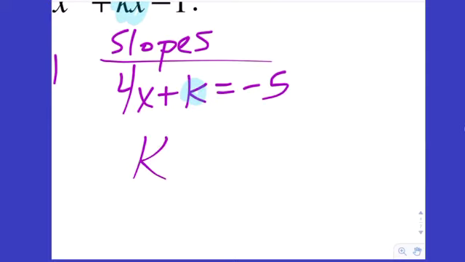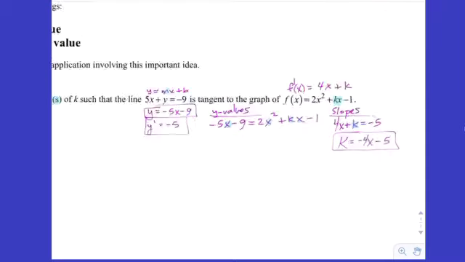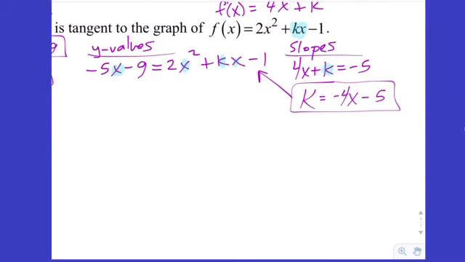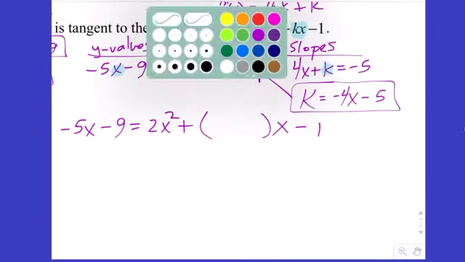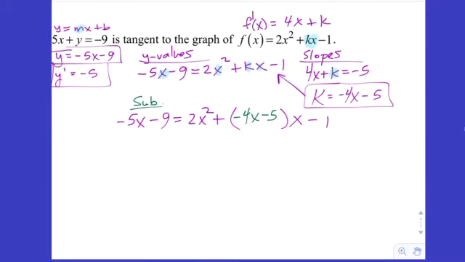So let's do that. k then would equal negative 4x minus 5. Now I'm going to box that one because it's asking me to find the value of k. So I'll need to come back to that when I'm done. But for now, I'm just using it to create one equation with one unknown. So plugging it into there, I get negative 5x minus 9 equals 2x squared plus kx minus 1. And in the parentheses that I left, I'm putting negative 4x minus 5. Substitution. And now I have one equation with one unknown. So now it's going to work.